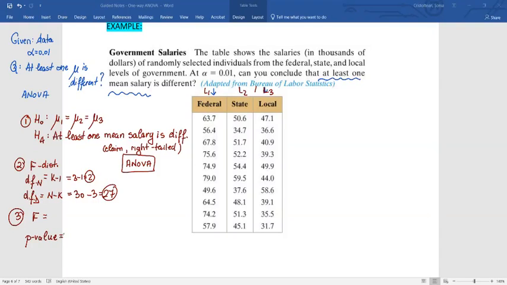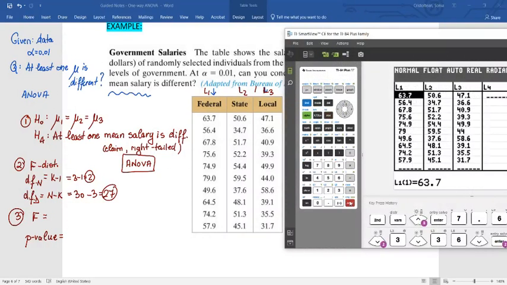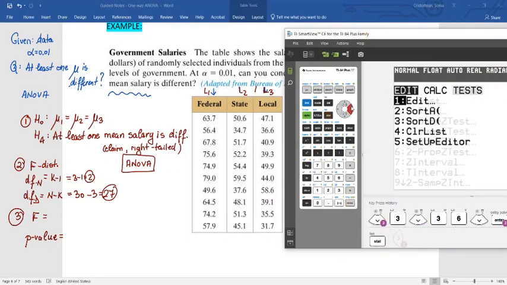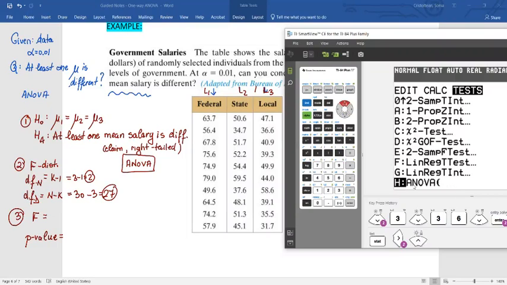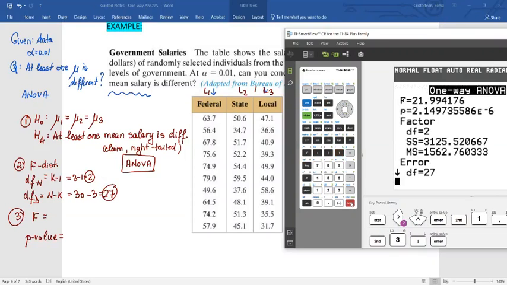I already entered these values in the lists. You may want to stop the video and enter the values too, and then come back. This takes some time. So here we go. You have the values in the list. Go to stat, go to tests, and pick ANOVA. ANOVA is the last one right here, so use the arrows to get there. Hit enter, and you simply have to say, do this for the three lists: L1, comma, L2, comma, L3. Hit enter, and here you'll have the results.